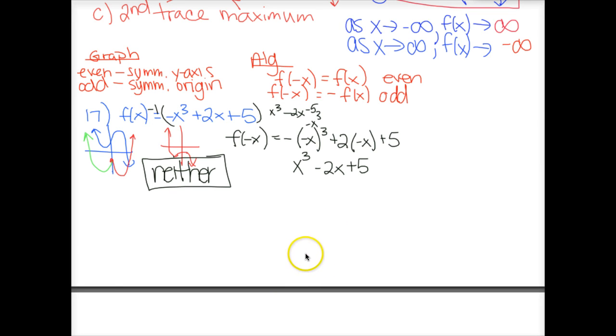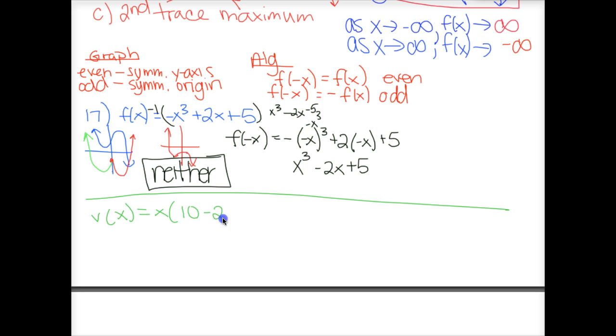So in number 5, it gave you a v of x. So v of x equals x times 10 minus 2x times 12 minus 2x. And it asked you to write that in standard form.